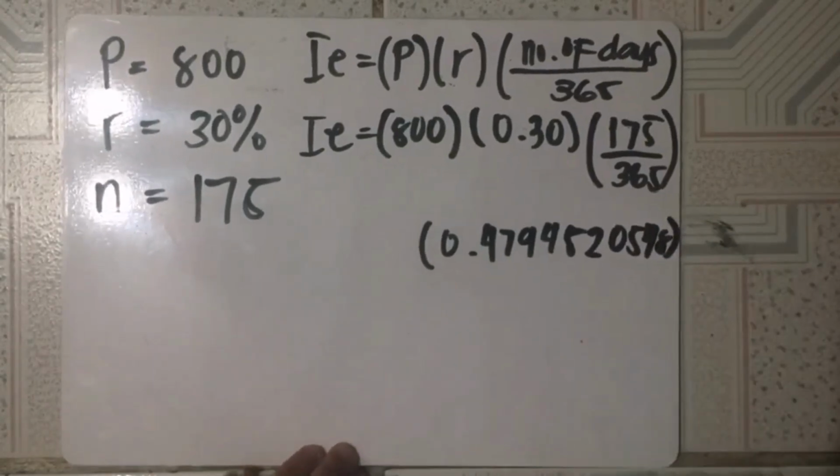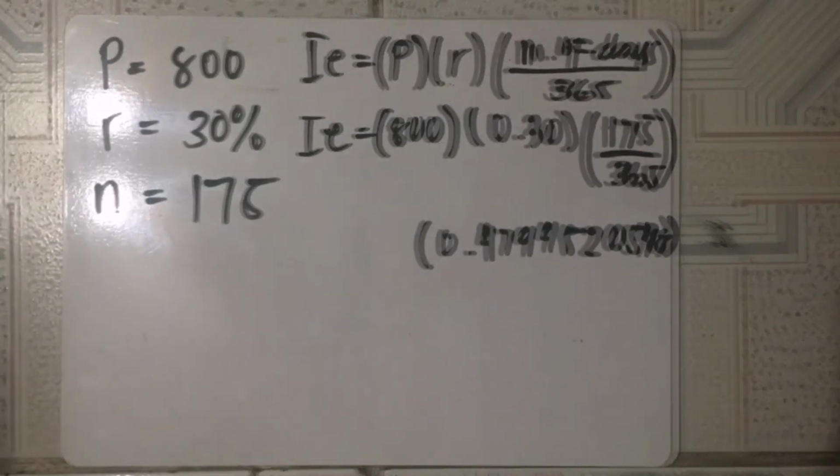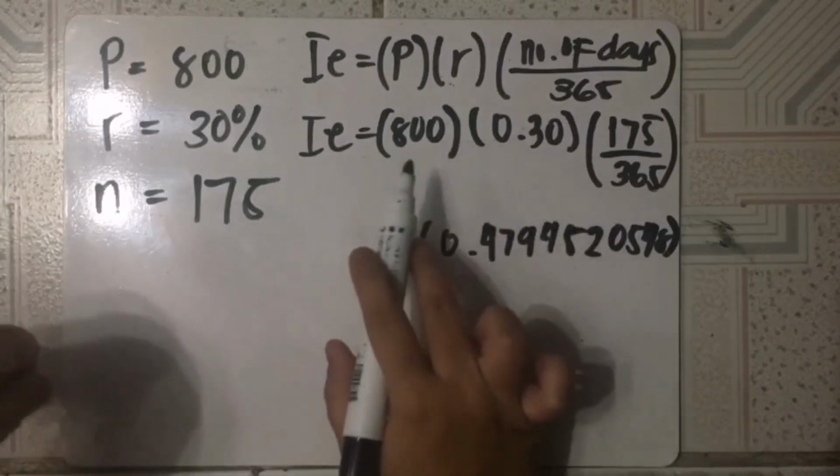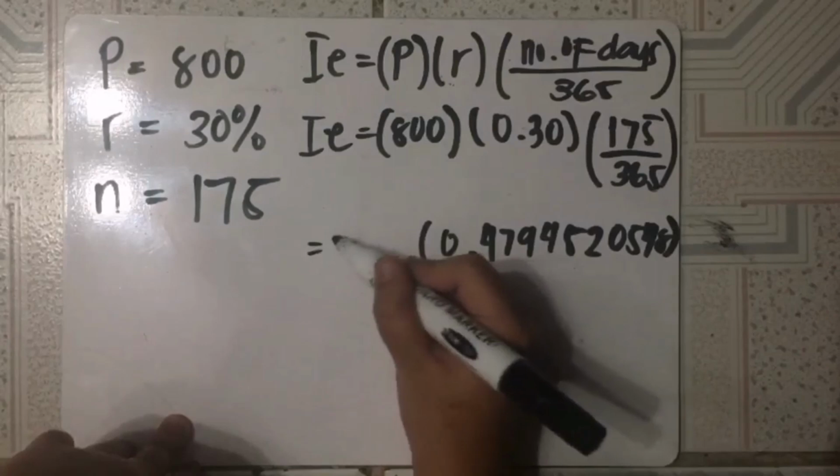0.47945205448. So, pag kinompute nyo yan pag gumamit kayo ng calculator, hindi nyo pwedeng 2 decimal places na lang ikukunin nyo kasi nga hindi pa siya yung final answer. Kasi mag-iiba yung sagot nyo pag 2 decimal places lang yung ginamit nyo. So, ito naman. 800 times 0.30 is 240.